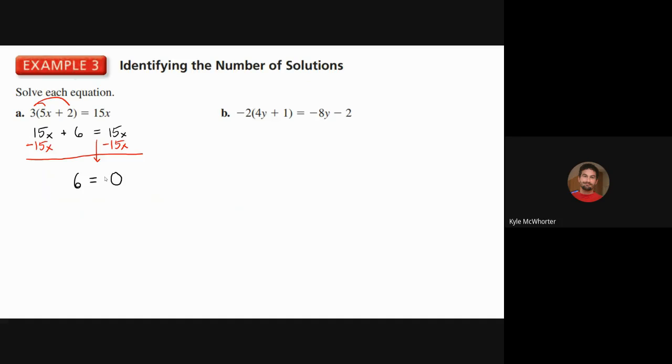Okay, so we end up with 6 = 0. That is false, right? So this equation has no solution.